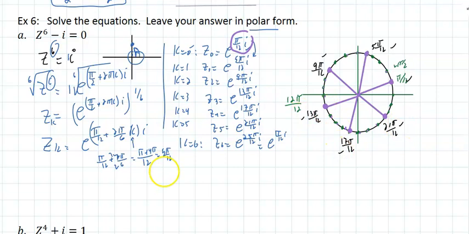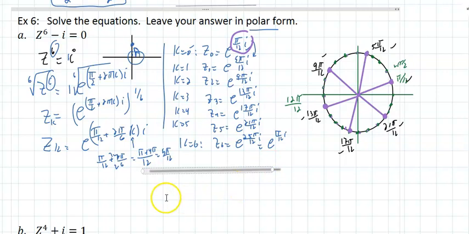Those are called roots of unity. We have applications for those in engineering and science, so you should really get comfortable with those. I'm going to do a few more, actually 5 more, probably in the next video.